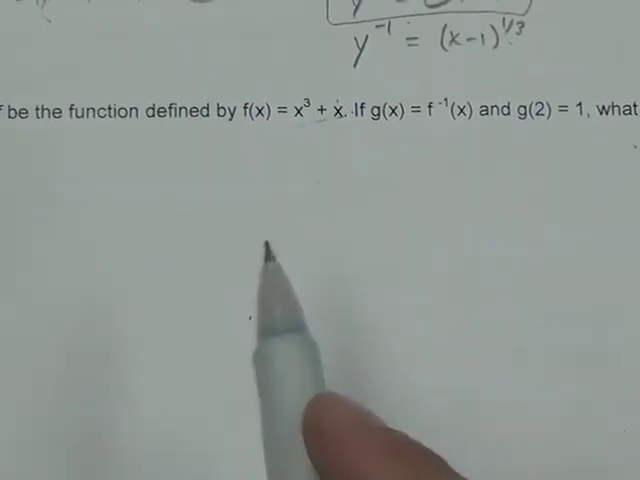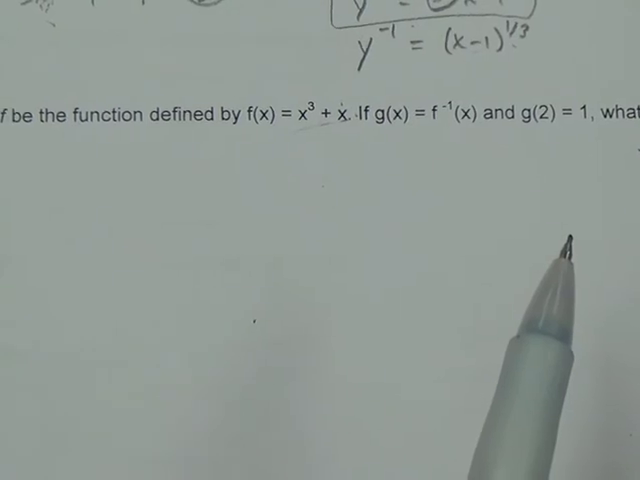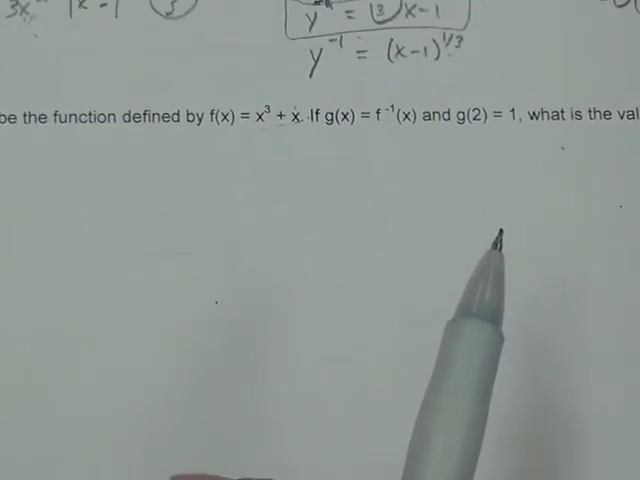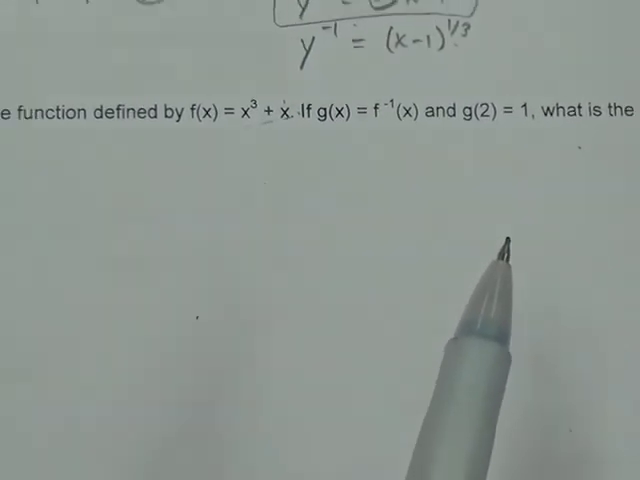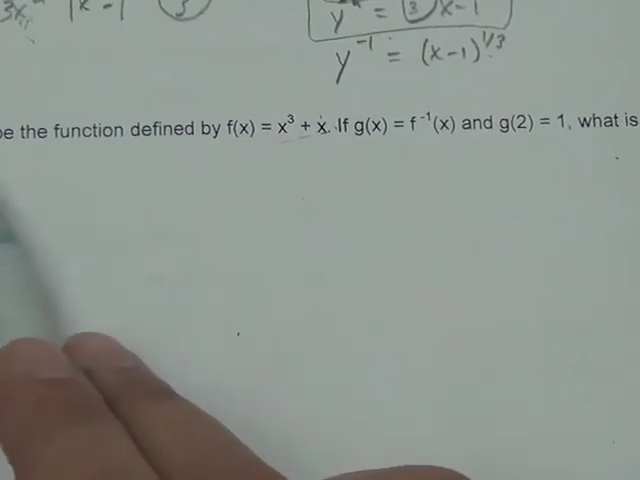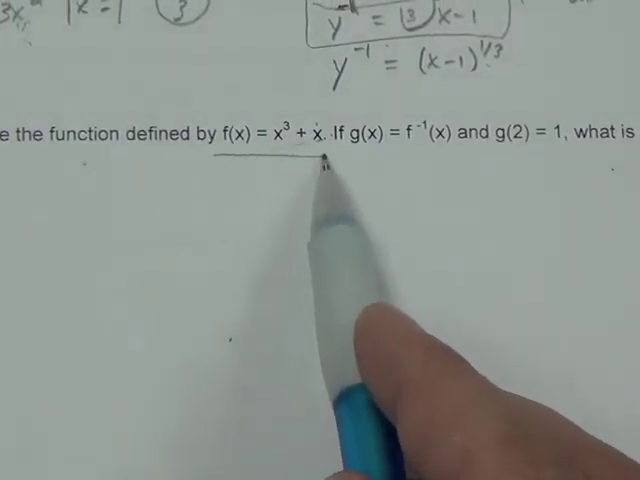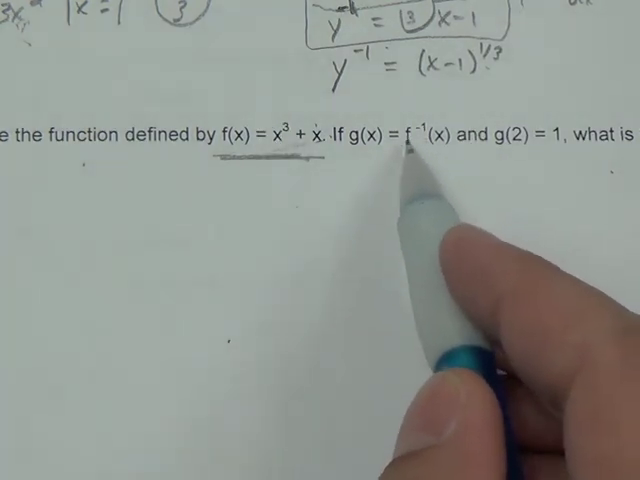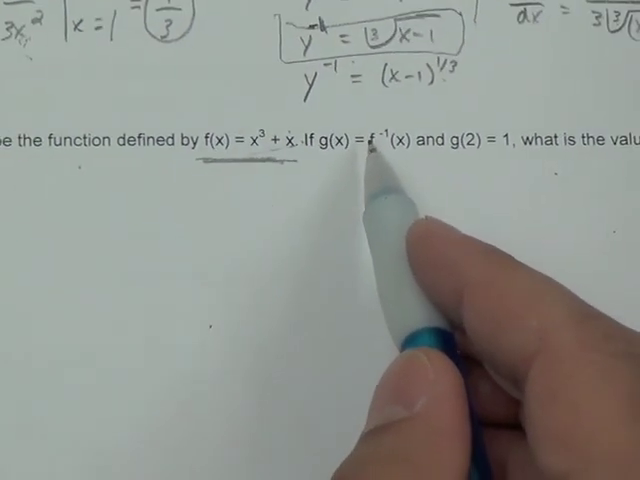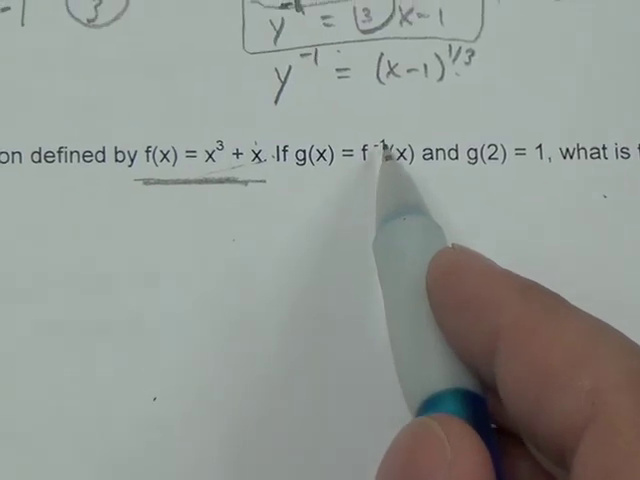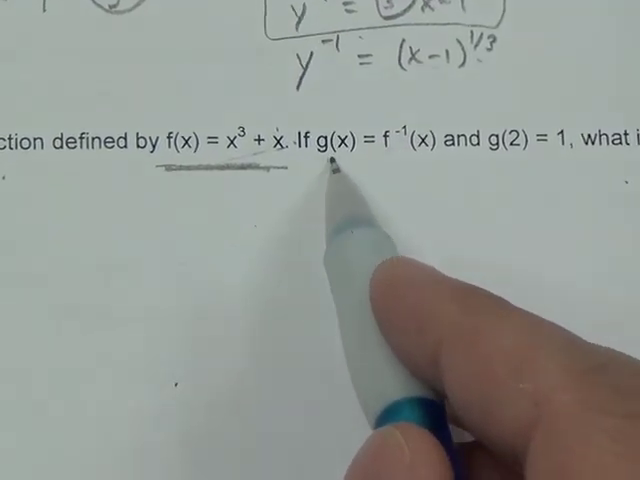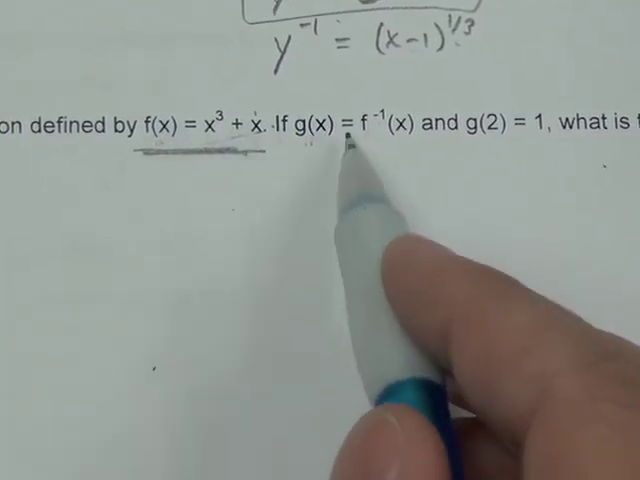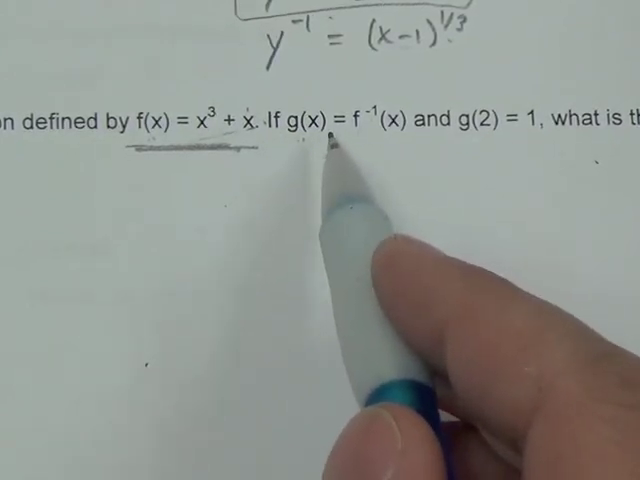Then, a problem. This is on the test that I gave you. It's a release test here. It is dealing with this idea. Let f be a function defined by this. So this is our function. The inverse of f, so f to a negative 1 here, so the inverse of f is defined as g. So this is our original function, this is the inverse, g is the inverse.